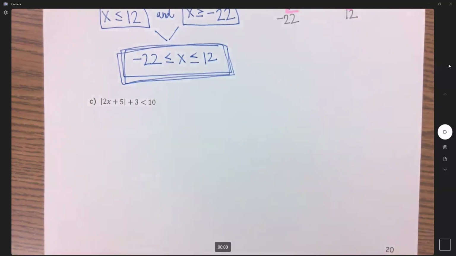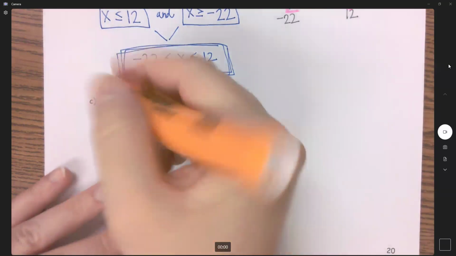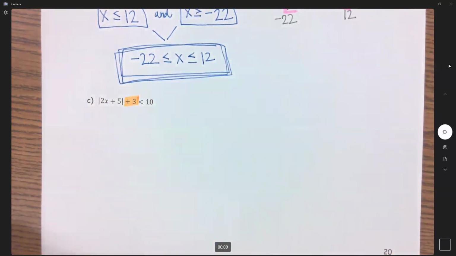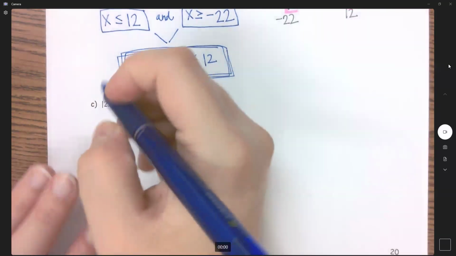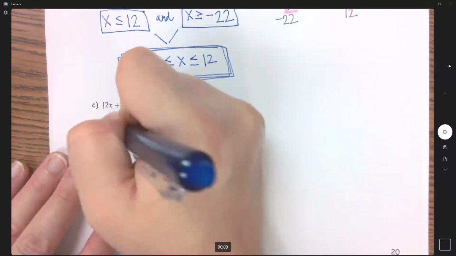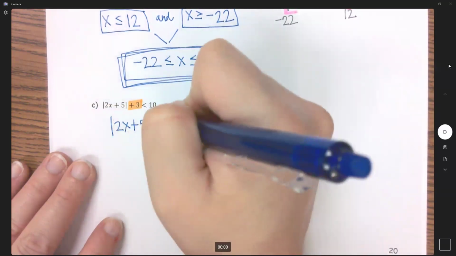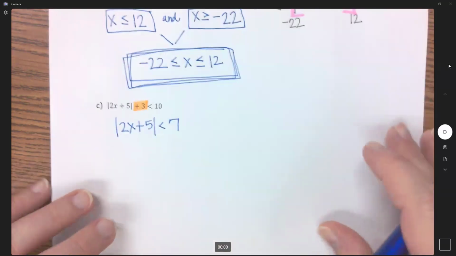See, same thing. What do I have to do first before I break this up, though? We have to isolate this absolute value. So I have the absolute value plus 3 is less than 10. So move that 3 over. And we get the absolute value of 2x plus 5 is less than 7.